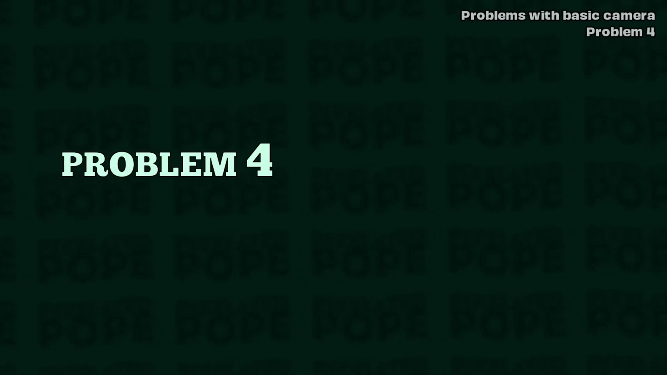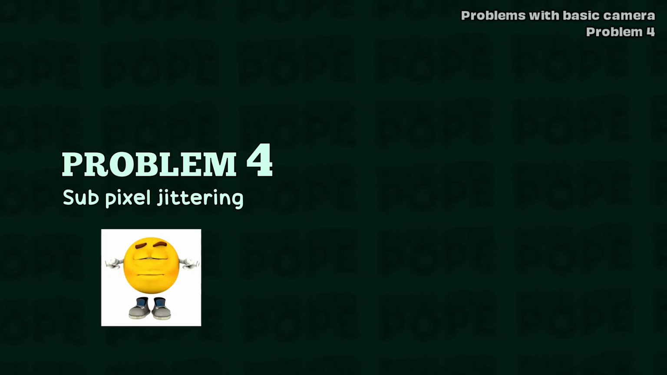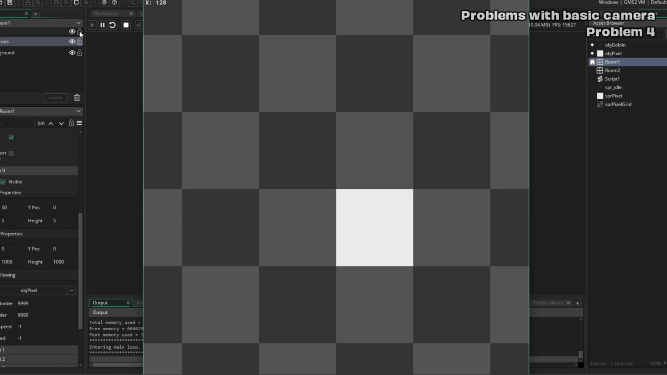Problem number 4. Subpixel jittering. This issue is much more complicated than the others I've discussed so far. What we are looking at here is an object that is a single pixel sitting in a room that has a pixel grid as a background. So every square you see here represents a single pixel in our game.